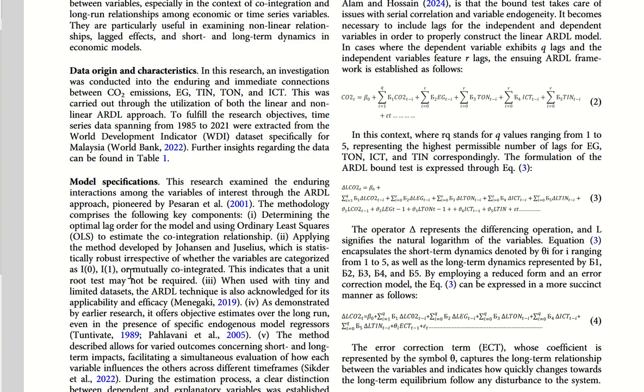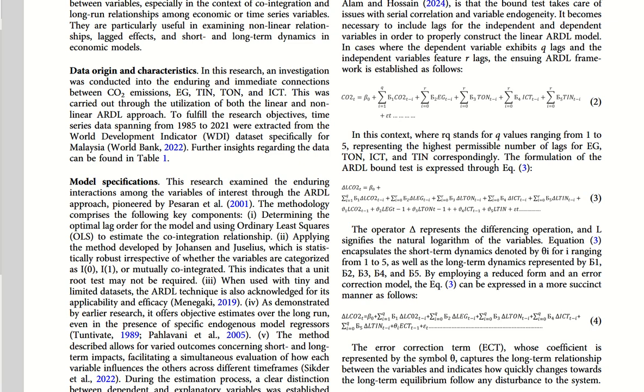The researcher mentioned that it is statistically robust irrespective of whether the variables are integrated of the same order, I(0) or I(1). Some can be this and some can be this. This is the area of our unit root test. And the ARDL and NARDL check the short run effects and long run effects, and at the same time they can be estimated from this one method.